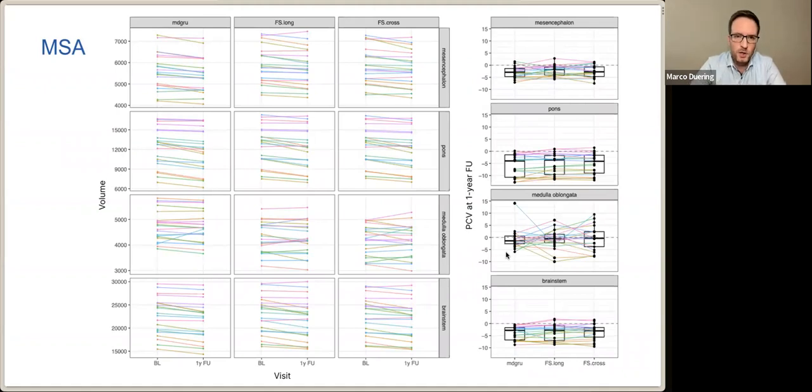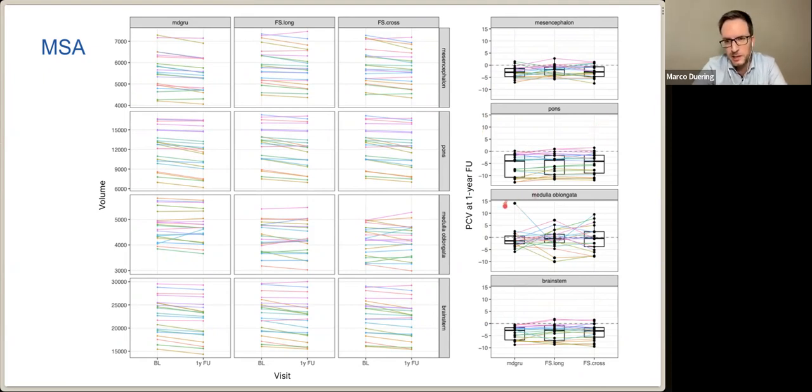On the left, you see the volumes over time, so baseline and 1-year follow-up. And the first column is our algorithm, followed by benchmarking against 2 other algorithms. That's the state-of-the-art FreeSurfer subsegmentation pipeline, either longitudinal or cross-sectional. And we've done this for mesencephalon, pons, medulla oblongata, and brainstem. And here on the right, you can see the results expressed as % volume change over 1 year. And there's some interesting observations.